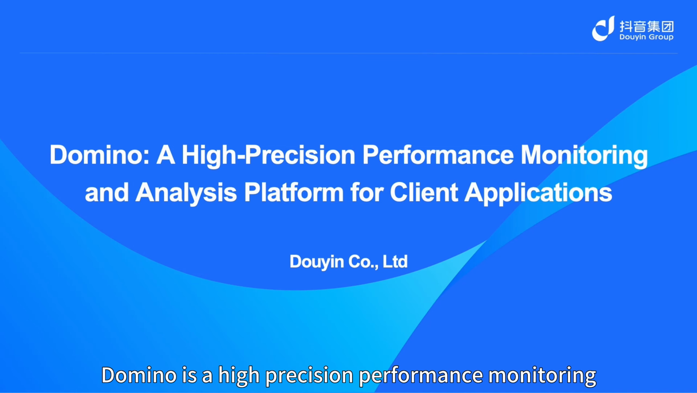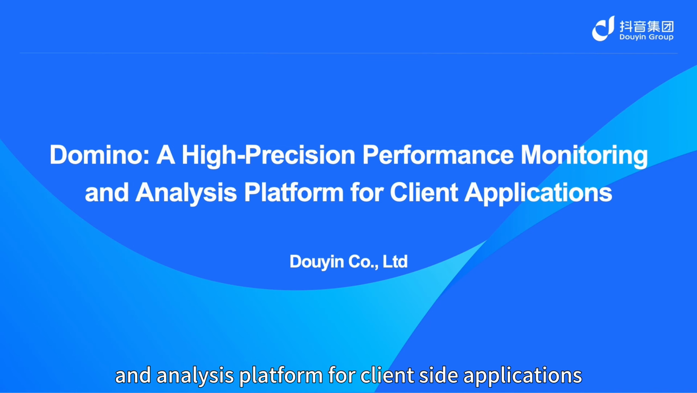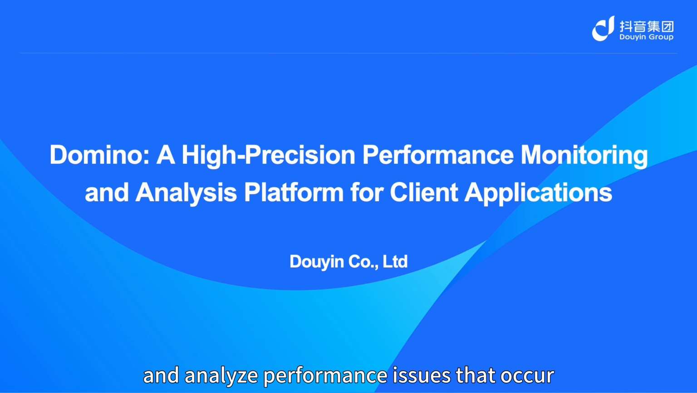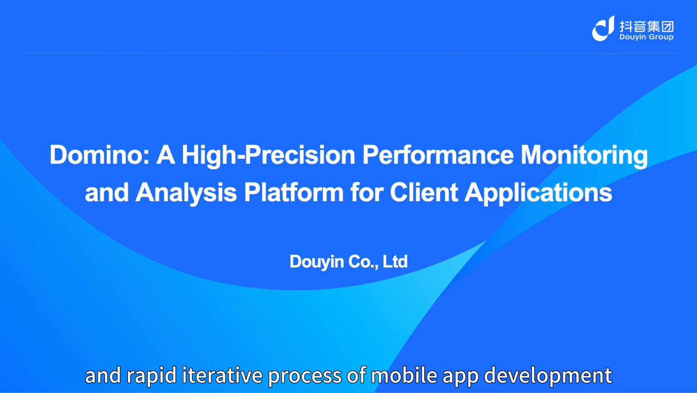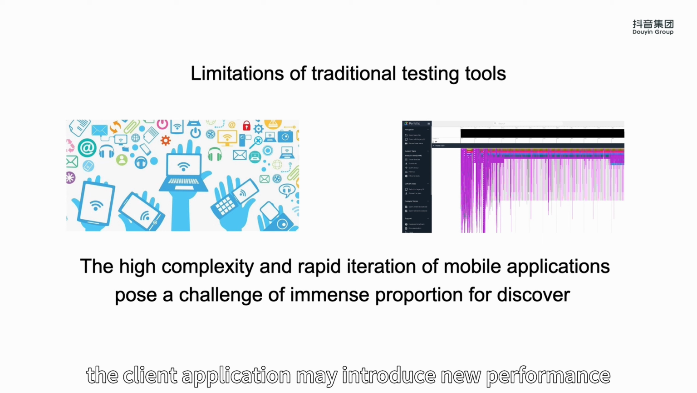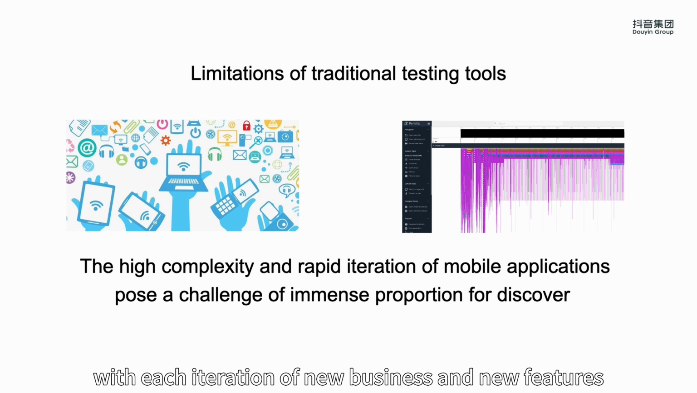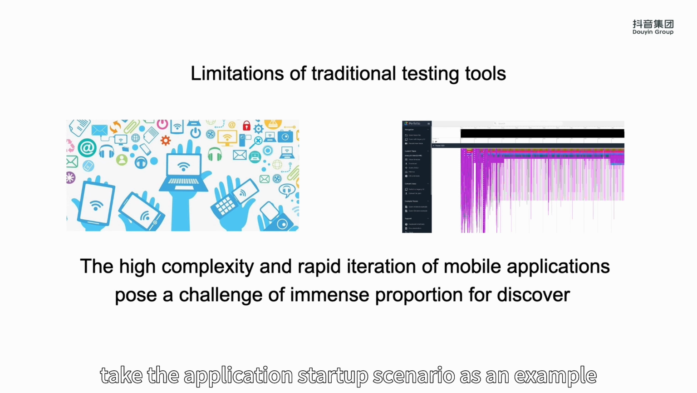Domino is a high-precision performance monitoring and analysis platform for client-side applications. It can monitor and analyze performance issues that occur during the highly complex and rapid iterative process of mobile app development. The client application may introduce new performance overheads with each iteration of new business and new features. Take the application startup scenario as an example.